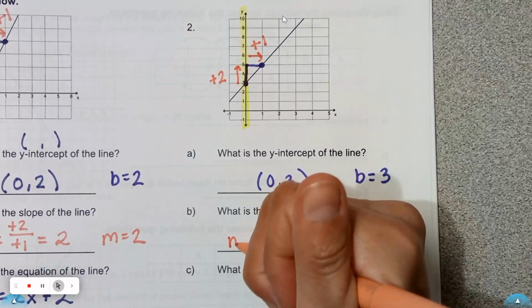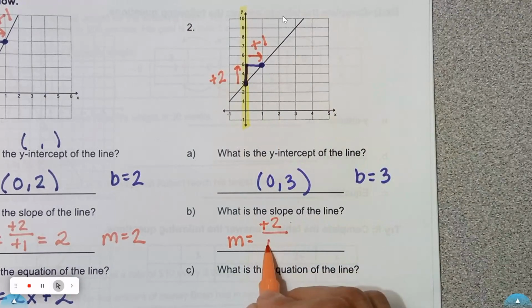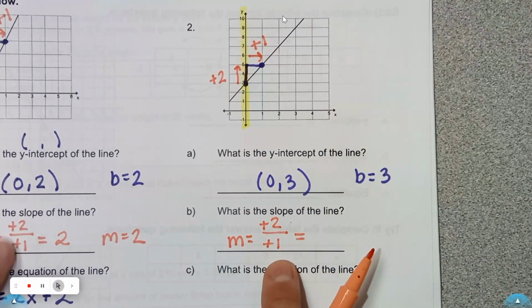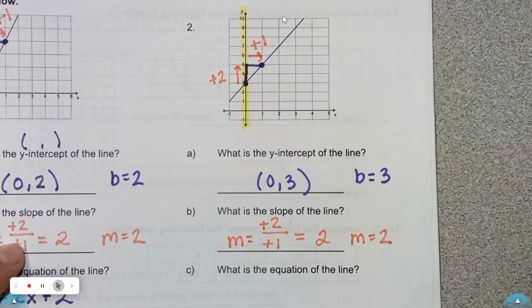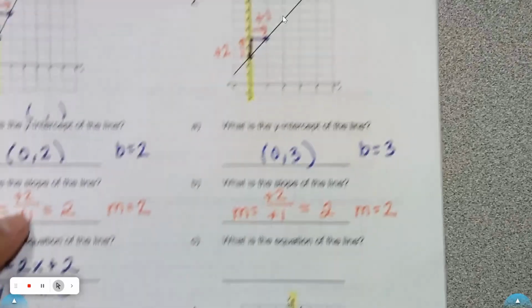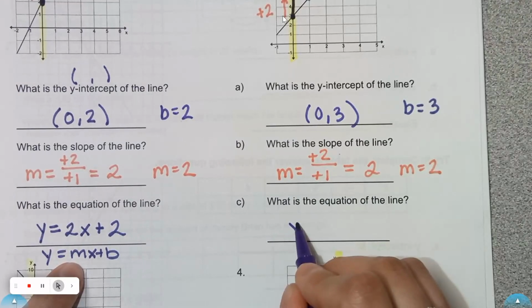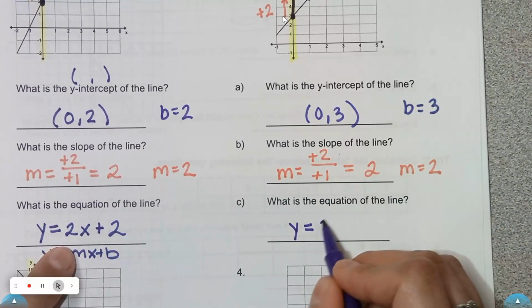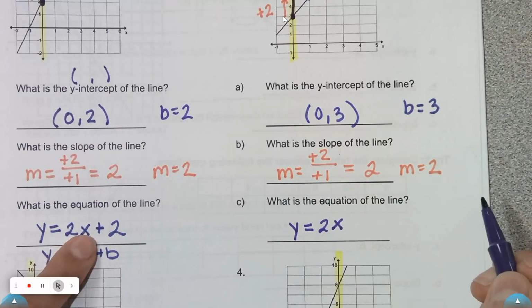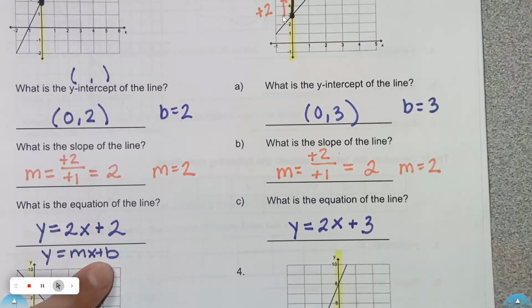So my slope of my line is always my y over my x, so 2 over 1, which is similar to the one I just did over here in number 1, which is 2. So my m is 2. So when I'm writing my equation, it's going to be in the same format. I'm going to have y equals my m, which is 2, my letter x, plus, and then my b. My b this time is 3 though, so that will change.